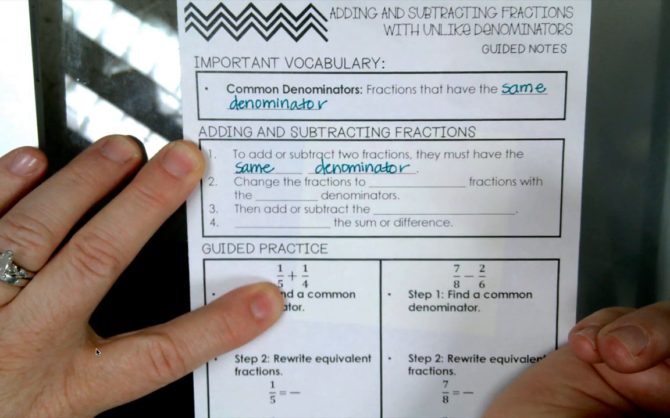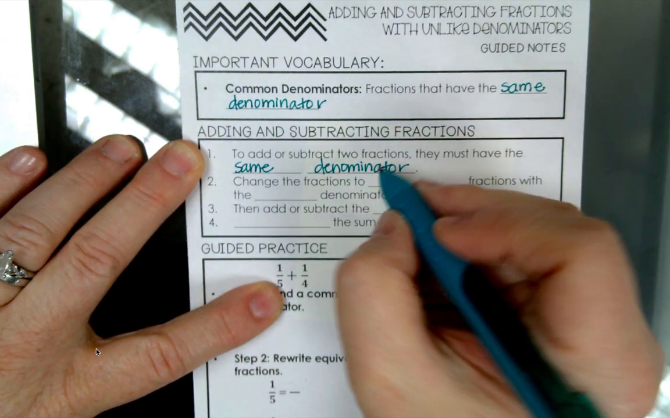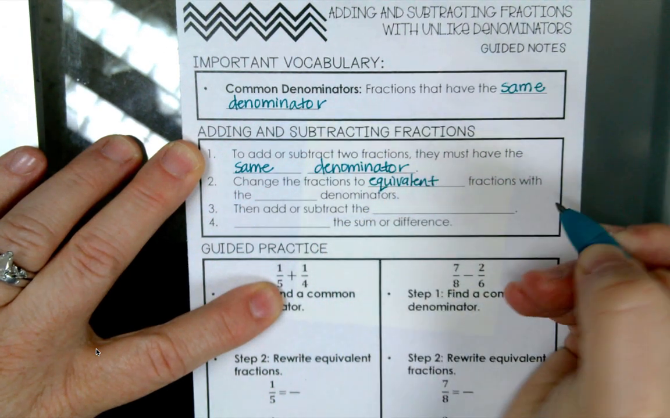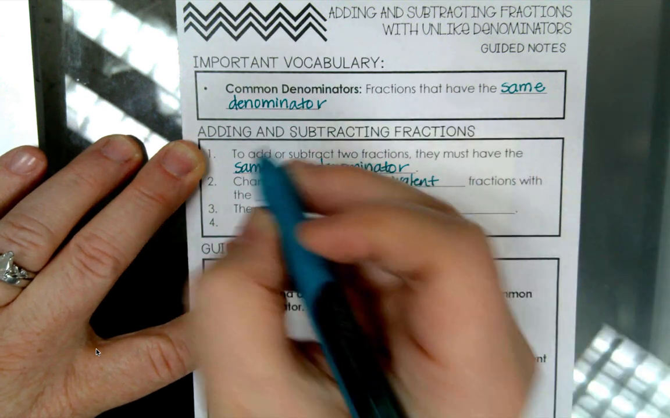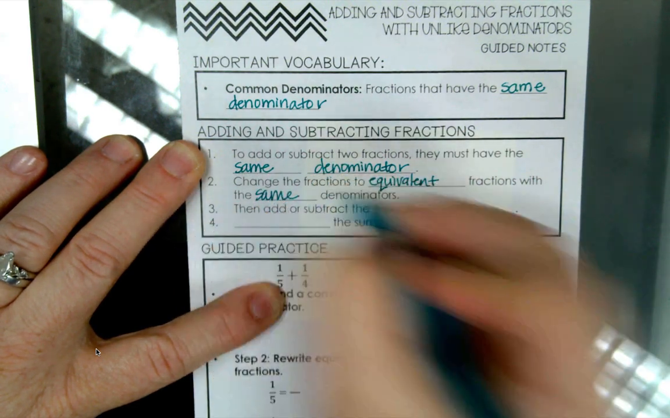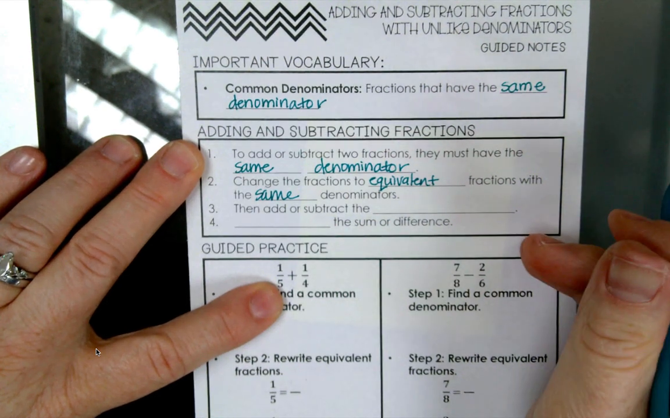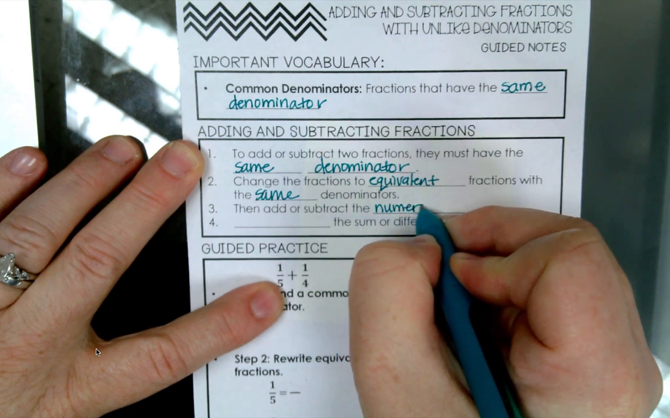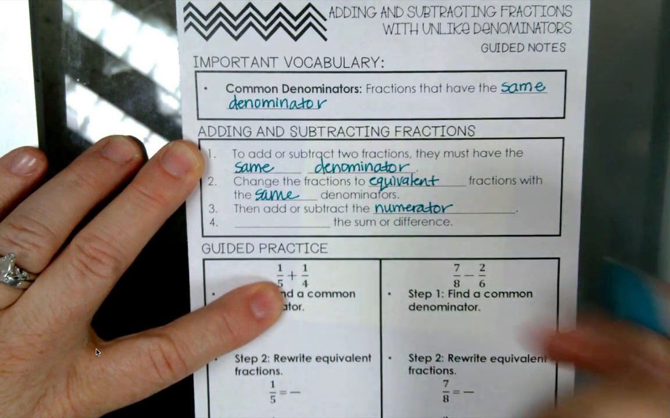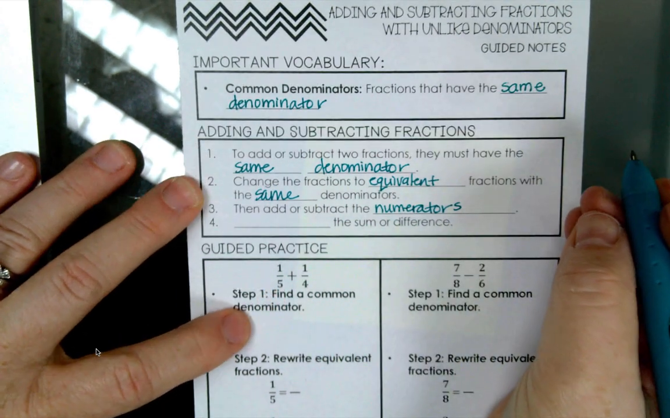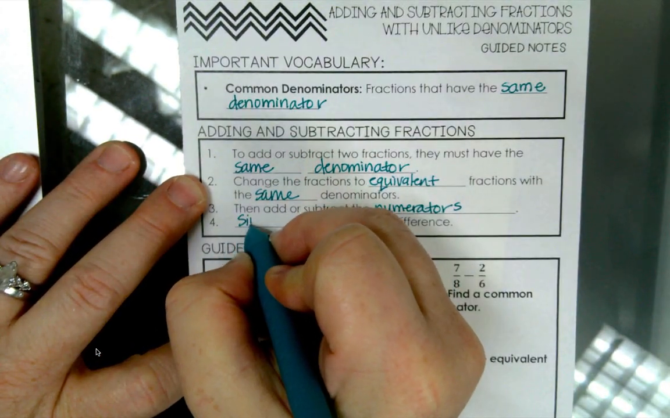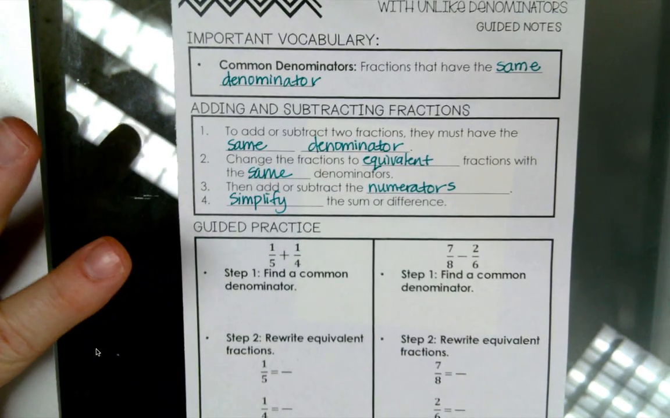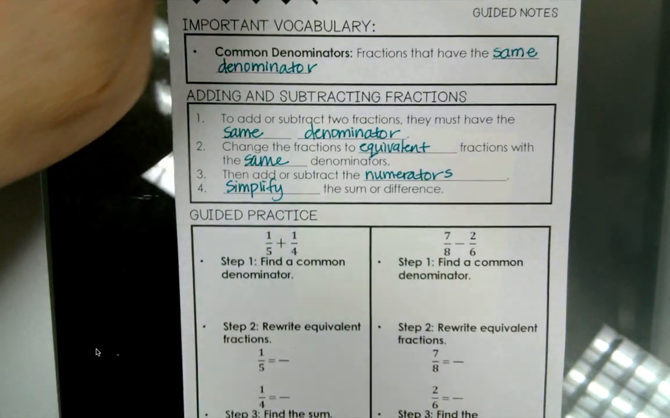Okay, so you're going to change the fractions to equivalent fractions with the same denominator. Notice how that denominator always has to be the same. Then add or subtract the numerators, and the numerator, as we know, is the top number in a fraction. And then simplify the sum or difference. Okay? So we're going to look at what this looks like, breaking it down.